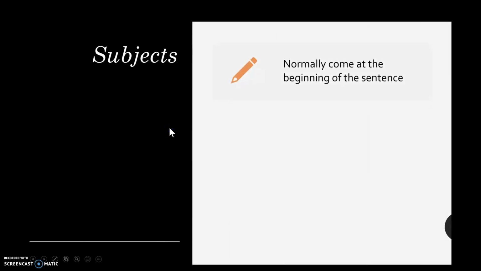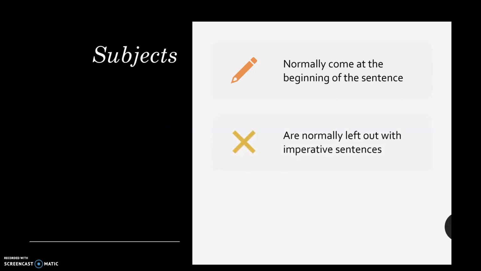Subjects normally come at the beginning of the sentence, and it's a lot easier to write your sentences if you put them at the beginning. There are situations where you can put the subject at the end, but it tends to make the writing much more confusing and much clunkier, and in some cases can lead to something called passive voice, which a lot of teachers will take off points for. So it's in your best interest to keep your subjects toward the beginning of the sentence.